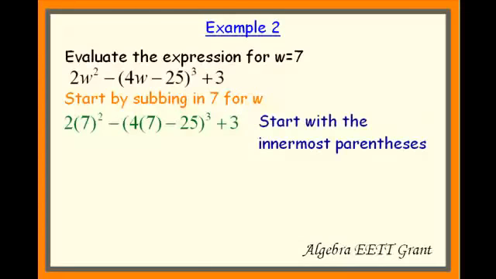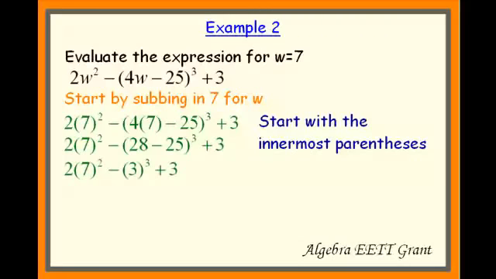Now, we've got to start at the innermost parentheses. So what does that mean? Well, that's the 4 times the 7. And 4 times 7 is going to give me 28. But we still got to simplify a little bit more because we're still inside of parentheses. And 28 minus 25 is 3. So notice I'm bringing everything down and only doing one step at a time. Well, now that I've done all the parentheses, what comes next?